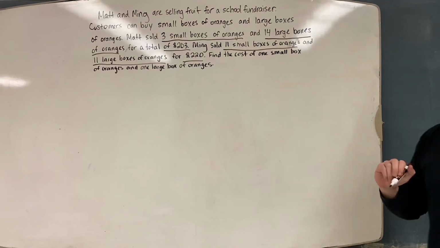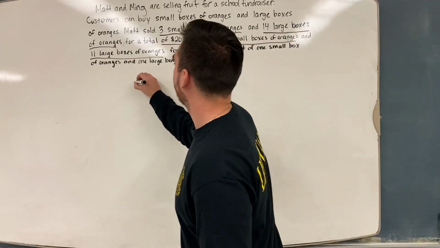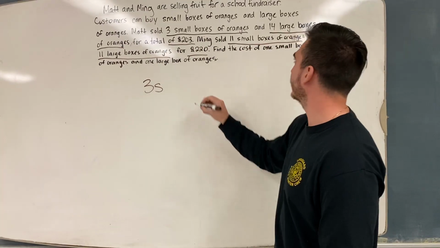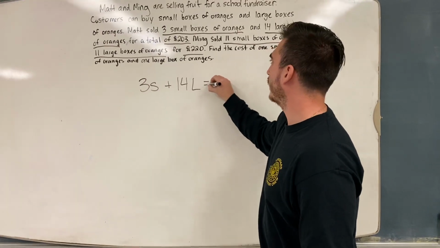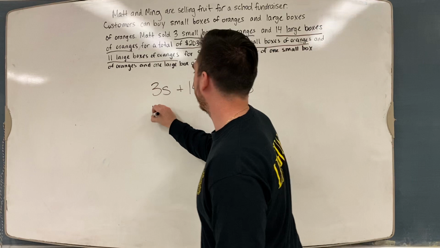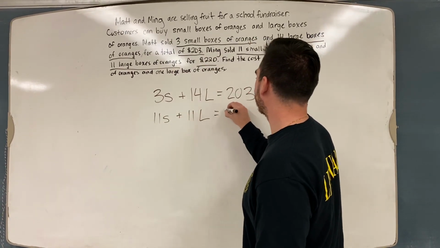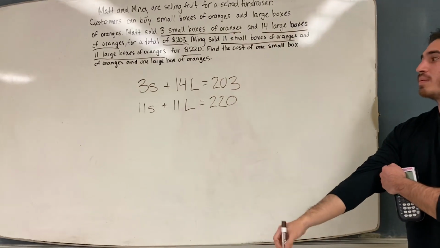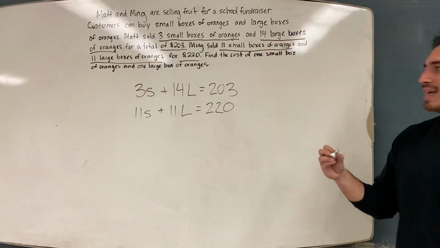So let's look at Matt first and let's set up an equation. So we have 3S for small boxes plus 14L for large equals 203. And then for Ming, we have 11 small plus 11 large is equal to 220. However, since this problem did not tell us what variables to use, we must write a let statement.